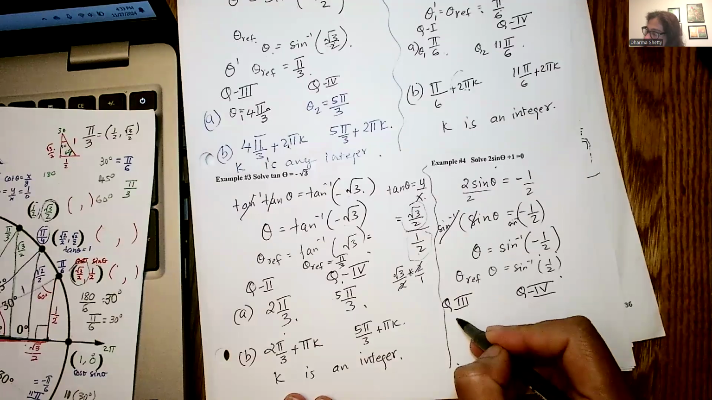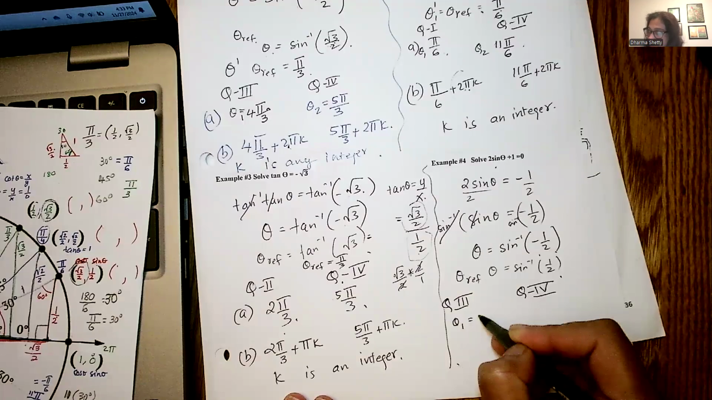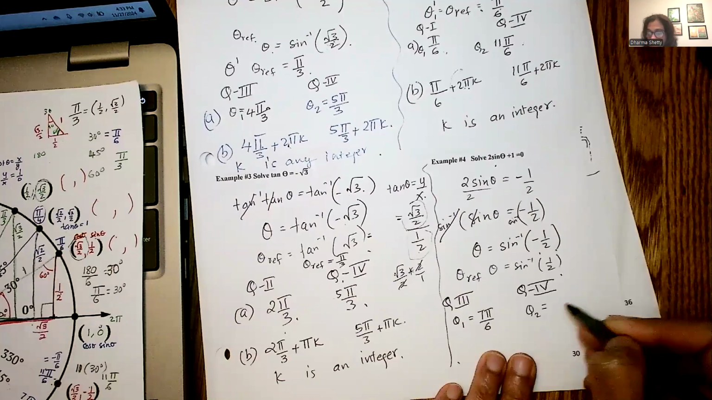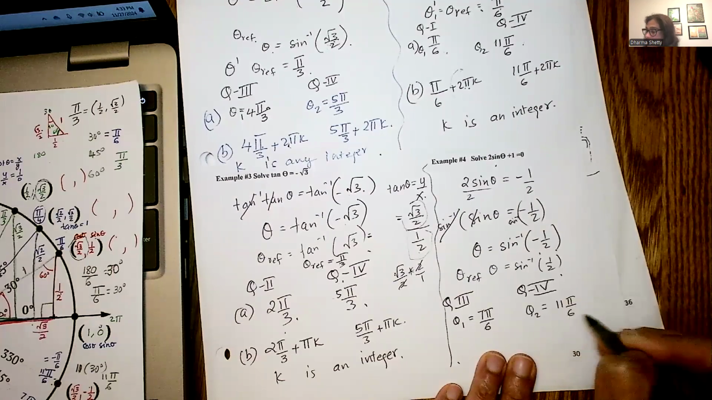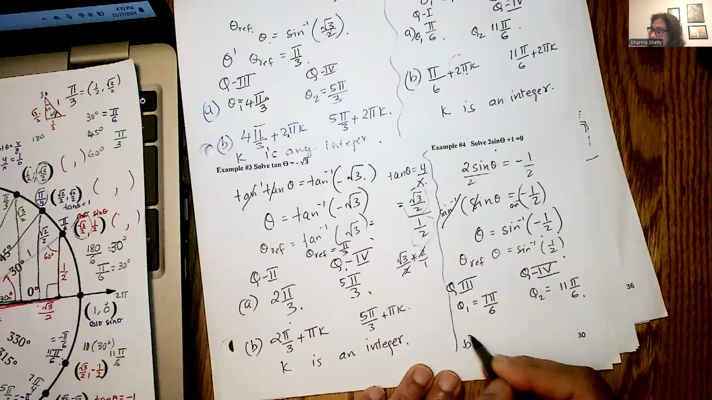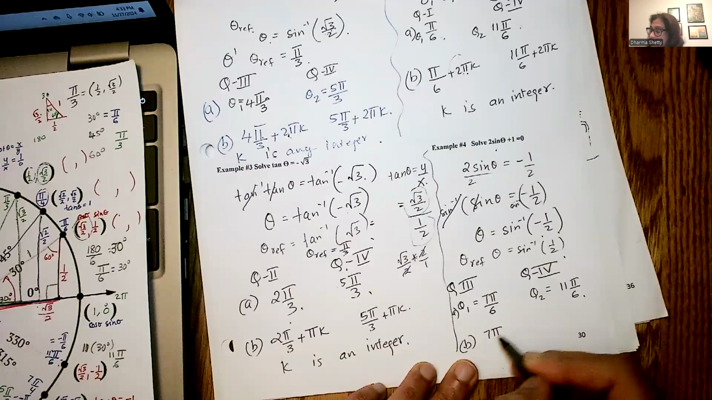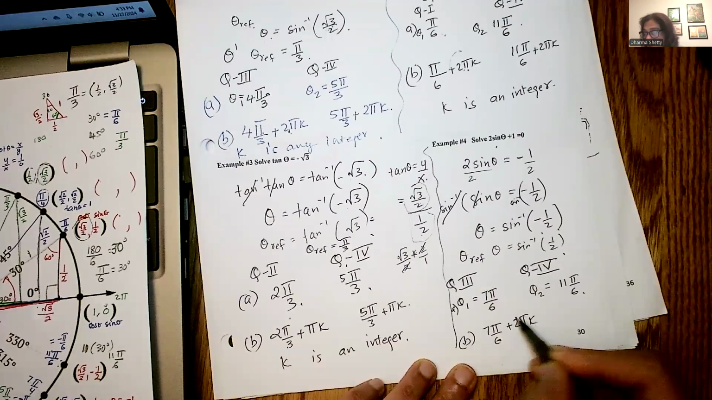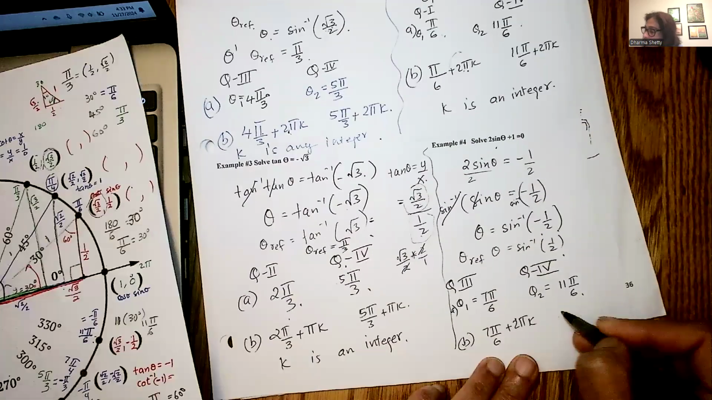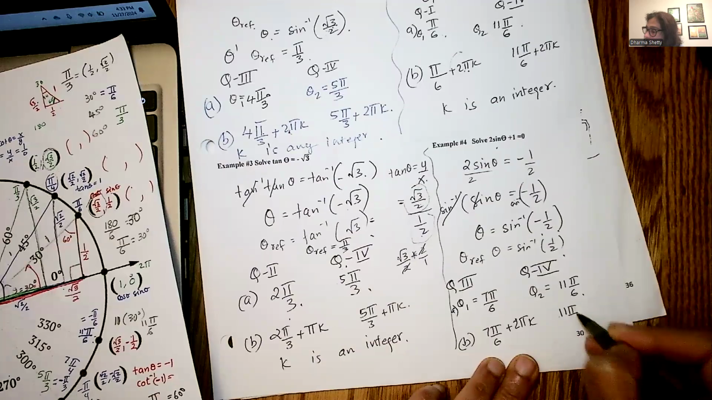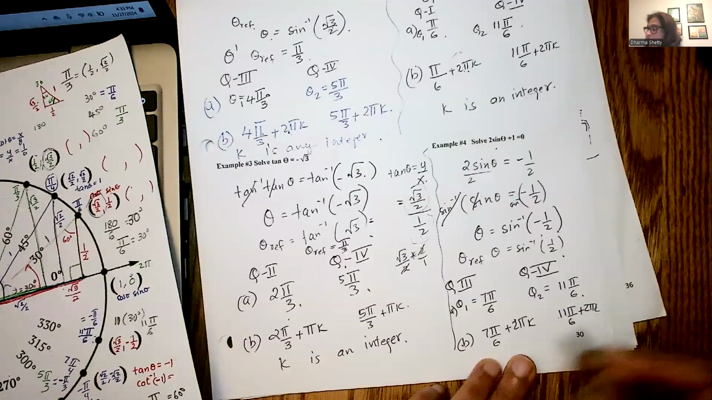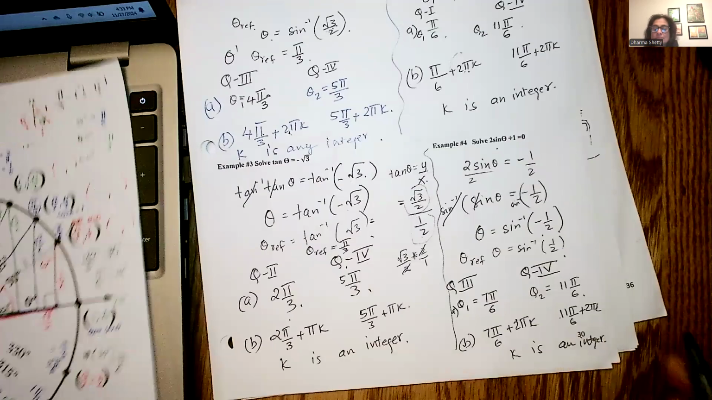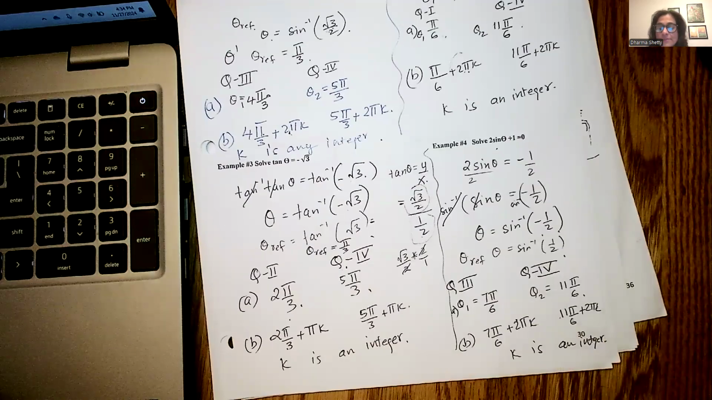In this case, the first angle is going to be 7 pi 6. And the second angle is 11 pi 6. To complete the B part, it'll be 7 pi 6 plus 2 pi k because the period of sine is 2 pi. And here again, 11 pi 6 plus 2 pi k, where k is an integer. I'm going to stop now.